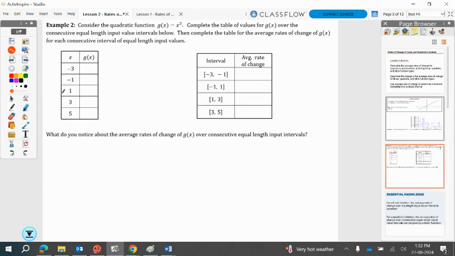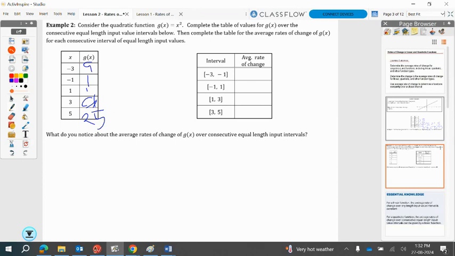Okay, consider the quadratic function g of x equals x squared. Complete the table of values for g of x over the consecutive equal length input values below. So we'll do that one first. We're going to have to work that one out. So minus 3 squared, 9. Minus 1 squared, 1. 1 squared, 1. 3 squared, 9. 5 squared, 25.